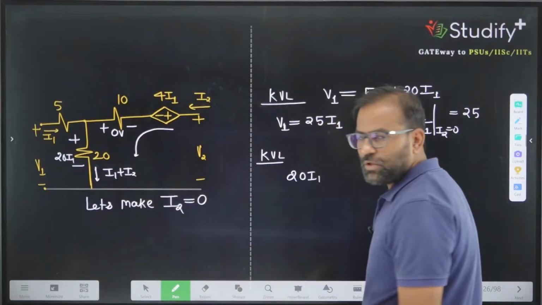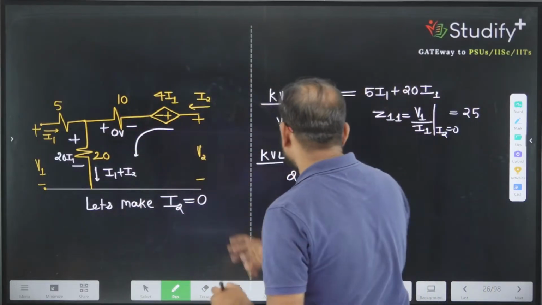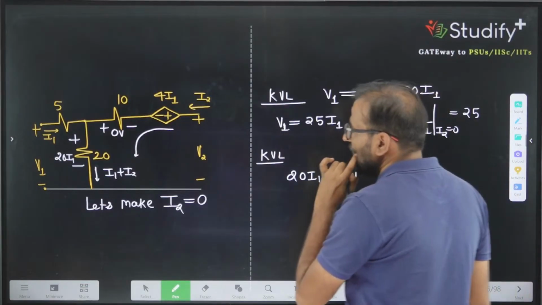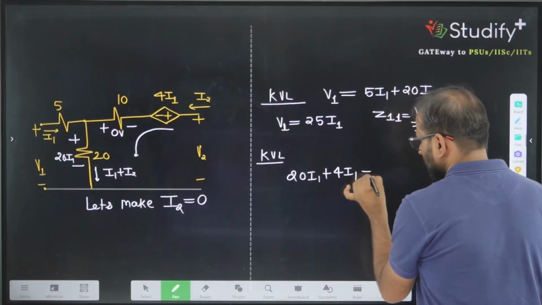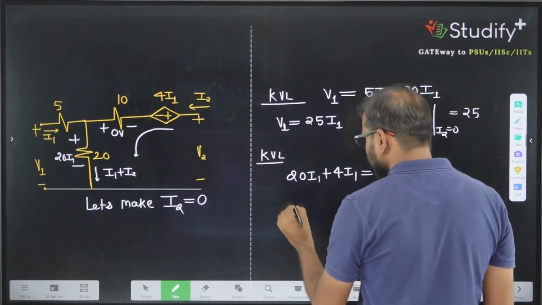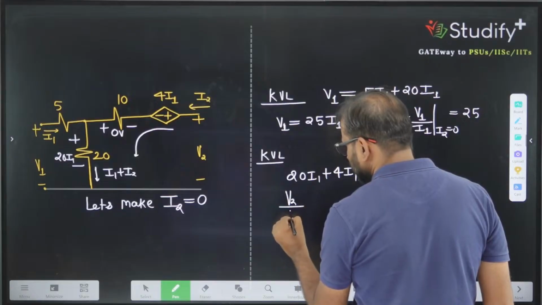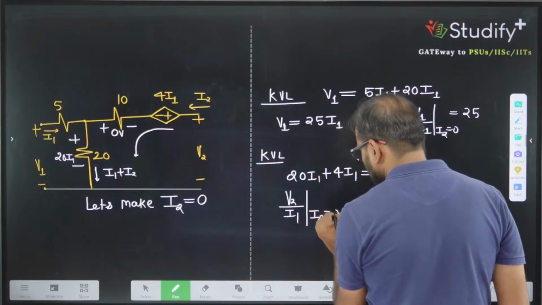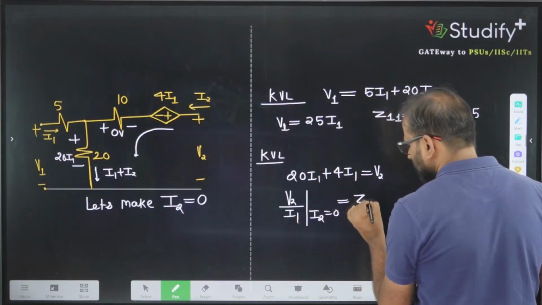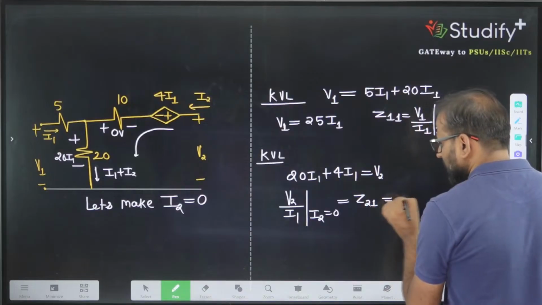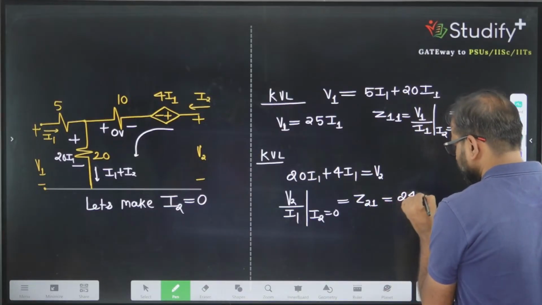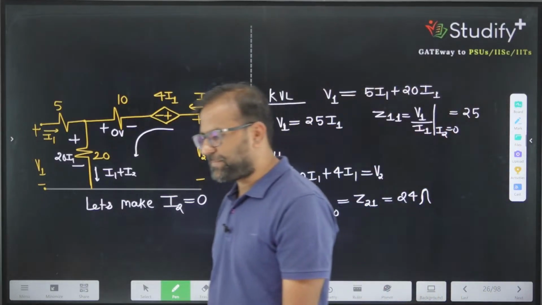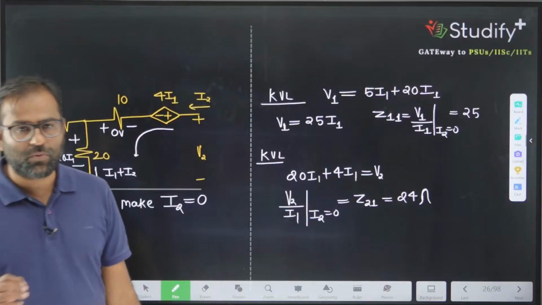You are going from negative to positive. What is the potential drop across the 10 ohm? It's 0. Then you can write this as 4I1, and this value is equivalent to V2. So the parameter V2 divided by I1 by making I2 equal to 0 is Z21, and Z21 is given by 24 ohm. This is one part of the analysis. What else can we do?